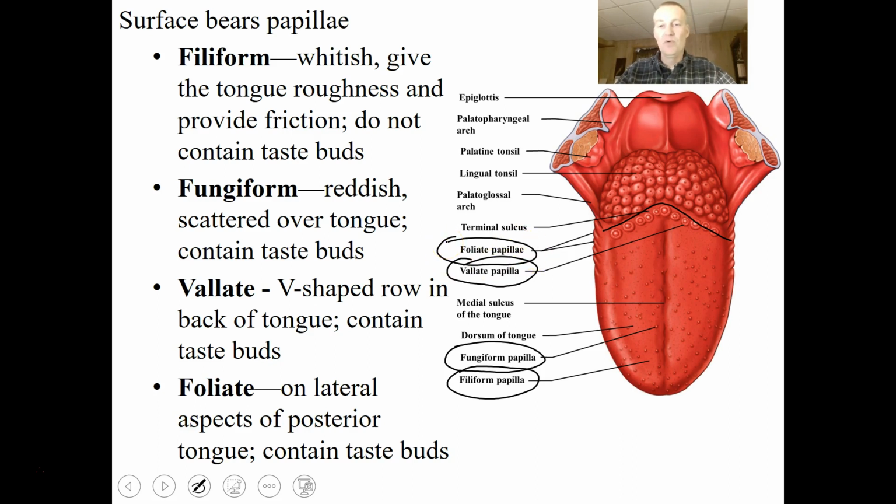And then your foliate papillae are on the back of your tongue and on the side of your tongue. They're right here. These are going to be on the lateral aspects and posterior of the tongue, and they do contain taste buds as well. Here you can see some of the lingual tonsils and the palatine tonsils. Those are going to help educate your body to the local germs.